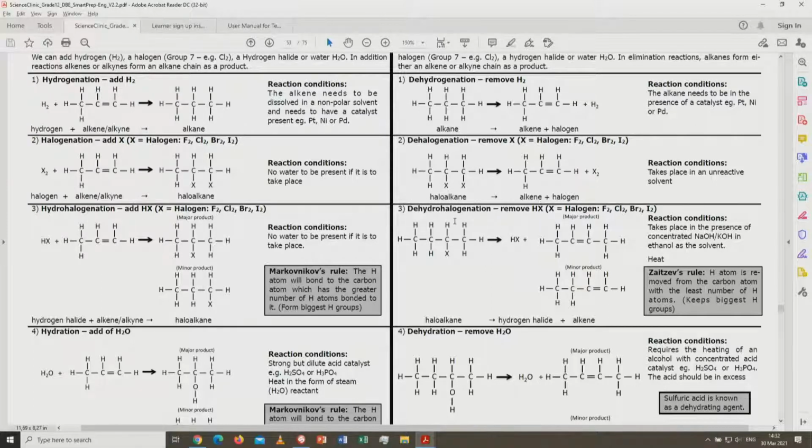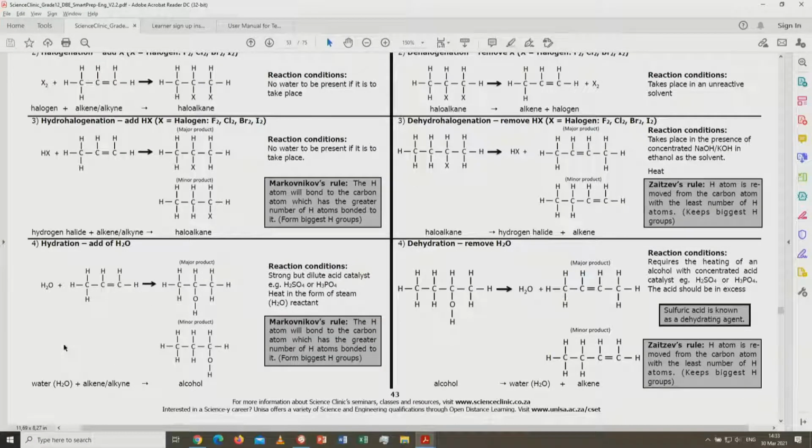Hydrogenation, dehydrogenation, there we took it away. There is also the Zaitsev rule, and also a major and a minor product form there. So just keep it in mind. Normally they ask you what the major product is or what the minor product is. Mostly they will ask you what the major product is in this case. Okay, let us look at the next one.